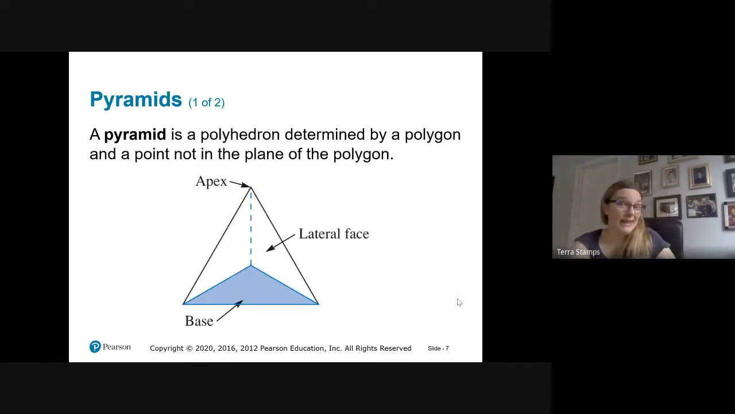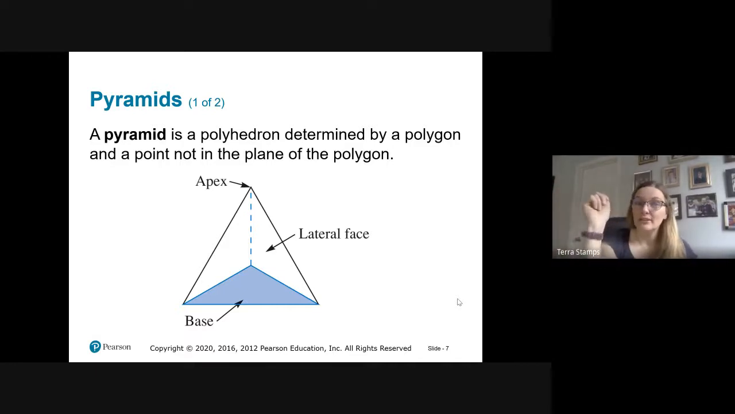A pyramid, that's another type of polyhedron, and it's a polygon as the base, and then a point not in the plane of the polygon, it means a point somewhere else. That point is called the apex. Okay? The sides or the lateral faces of a pyramid are triangles, whereas in a prism, they were parallelograms or rectangles if it was a right prism.